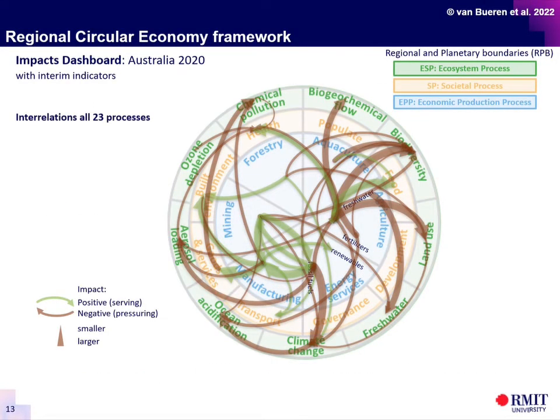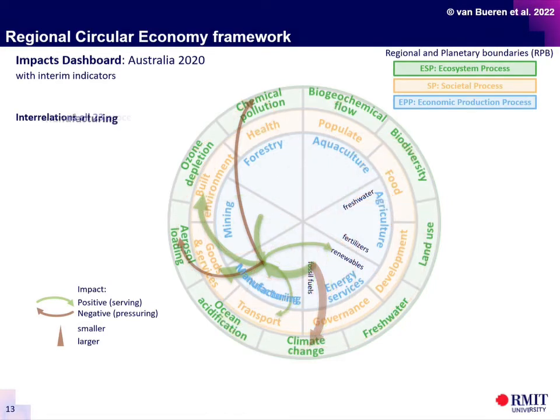Next to the priorities dashboard is another function of the framework, which is about the impacts dashboard. This shows the interrelations between all 23 processes. This dashboard displays both positive and negative impacts. This is rather complex and will require more research to accurately quantify. However, the impacts dashboard already gives many insights.